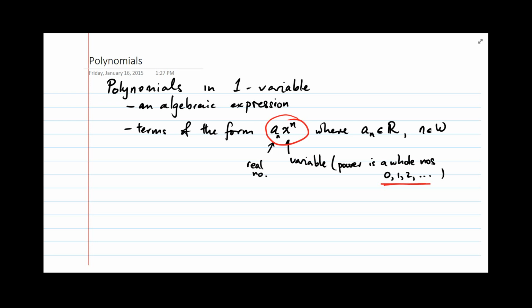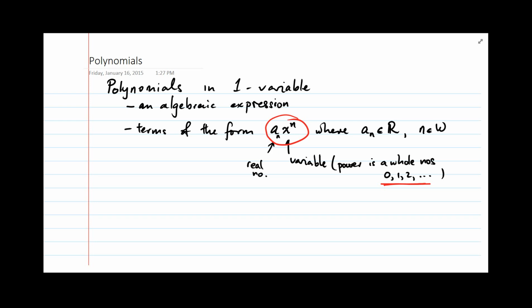A polynomial is an algebraic expression, and since we're dealing with one variable, all the terms will be of the form ax to the n, where the a is a real number. It doesn't matter if you have that subscript that I've put on a sub n. A sub n is a member of the real number system. While when we look at the variable, in this case I've called it our favorite letter x, the power that we have is a whole number, and remember that your whole numbers start from 0, 1, 2, 3.